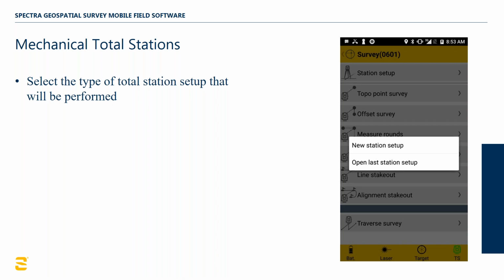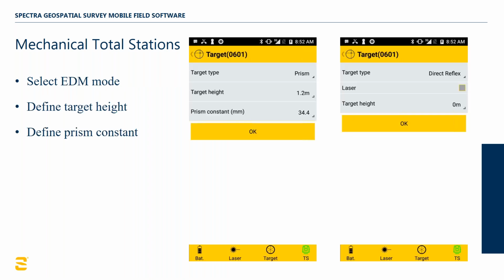Am I doing a new total station setup, or do I want to do the same as I did the last time? Even if I say the same as I did last time, I still have to fill out some fields. So am I going to use the prism or reflectorless? And if I'm using a prism, what are the constants, right? And if I'm using prismless, do I want to have the laser pointer turned on?